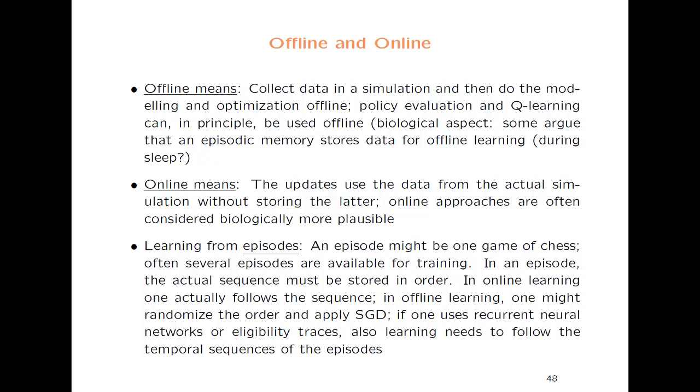So online approaches are often considered biologically more plausible because if you think you're an agent, maybe a simple agent, and you might not have a big memory storage capability, and you don't have a good way of accessing this big memory. The only thing you're left with is working with the experience or with the data you are collecting online, and you're also doing the optimization online. And some algorithms permit that.